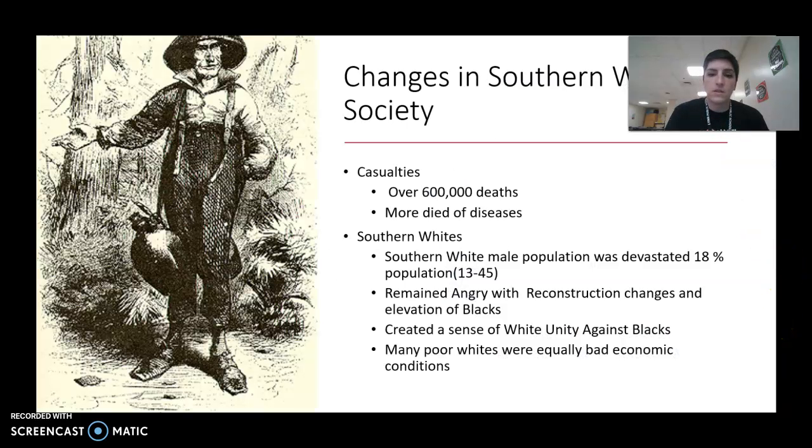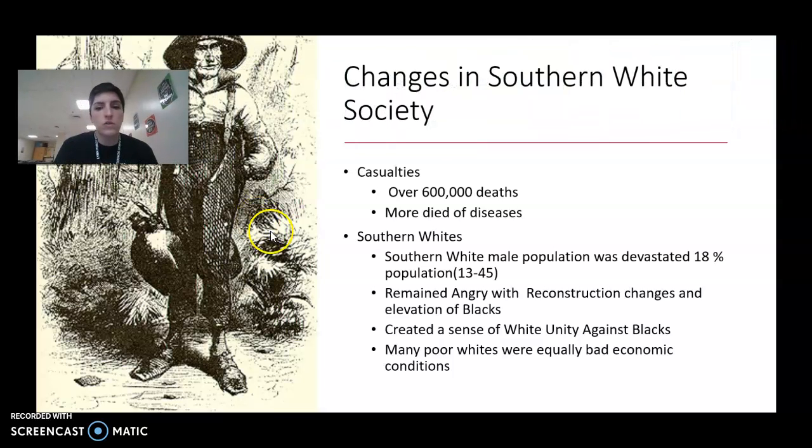Changes in Southern white society. There were over 600,000 deaths, and more died of diseases during the war. So a significant number of men in Southern white society died during the war. The Southern white male population was devastated. 18% of the population was killed or died of diseases during the war, and that was from the ages of 13 to 45.